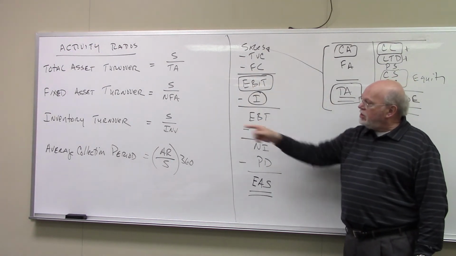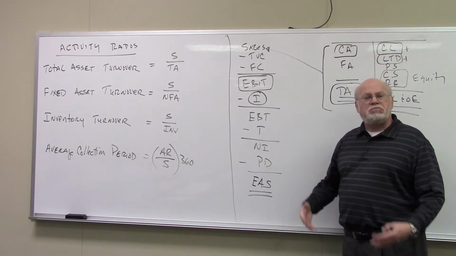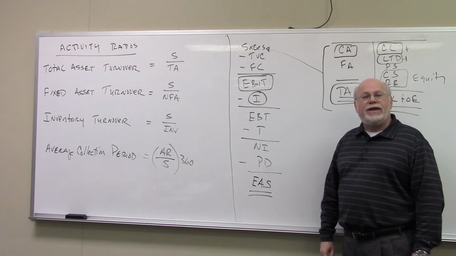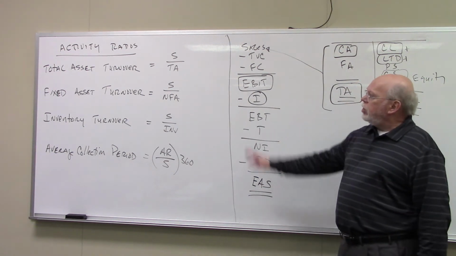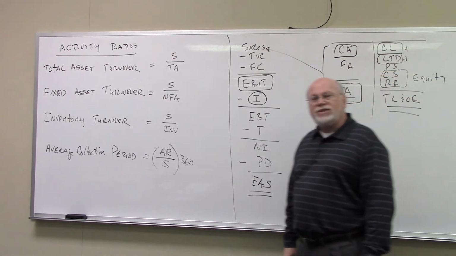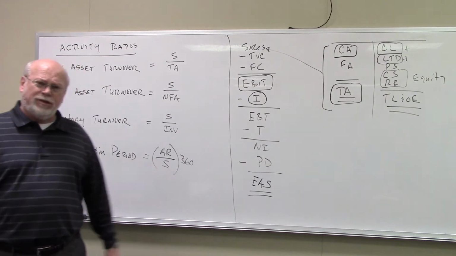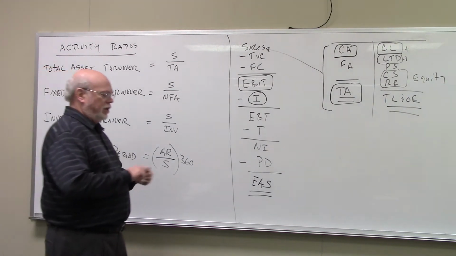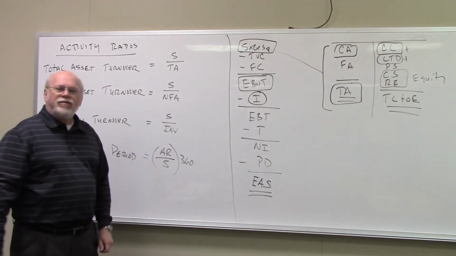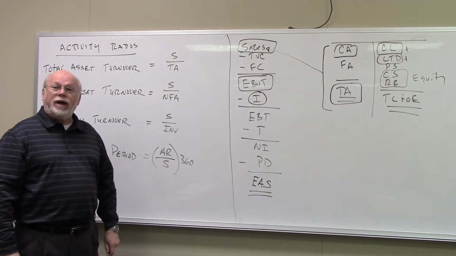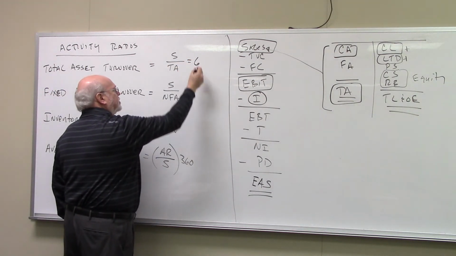As you look at each of these activity ratios, you'll note that sales is a major component, and indeed usually is the numerator in the equation. Now the first one we're going to talk about is total asset turnover. Total asset turnover is defined as sales over total assets. So you would take this number right here and divide it by the total assets off the balance sheet. And let's say that this turned out to be 6.